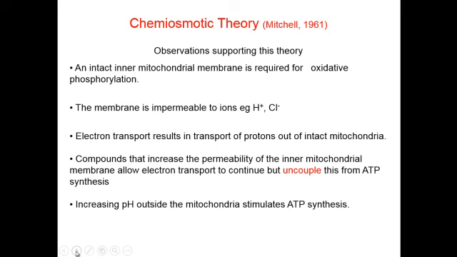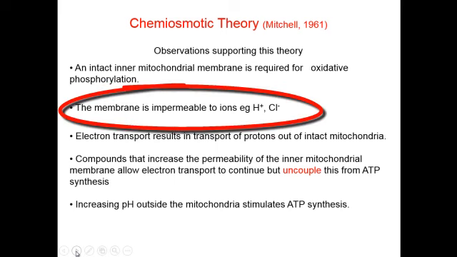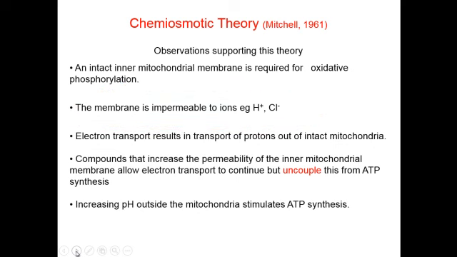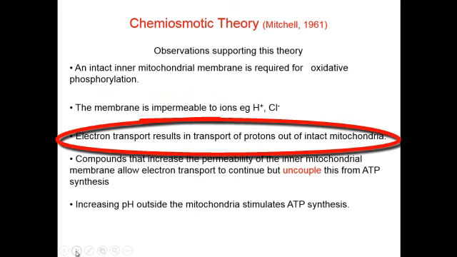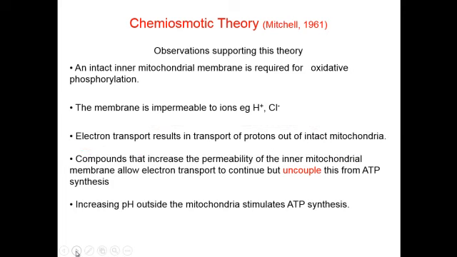The membrane has to be impermeable to ions, to charged particles such as protons, but also to other small ions like chloride ions, etc. Electron transport results in the transport of protons out of intact mitochondria. And this can be measured. You can actually measure the pH difference between the inside and the outside of an actively respiring mitochondria.